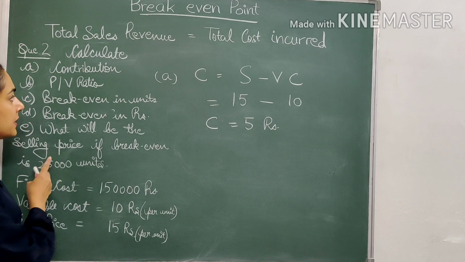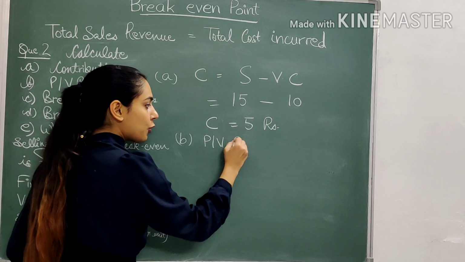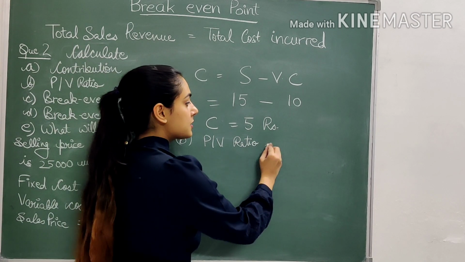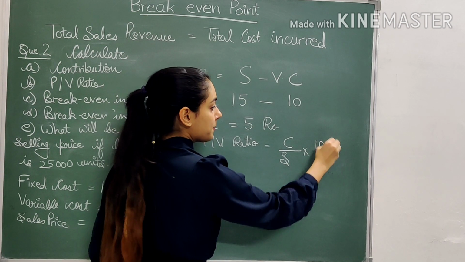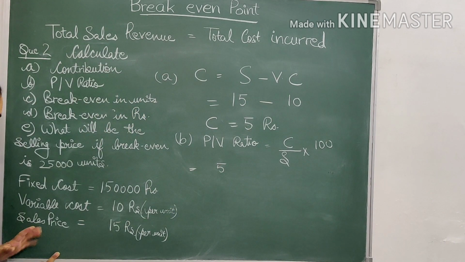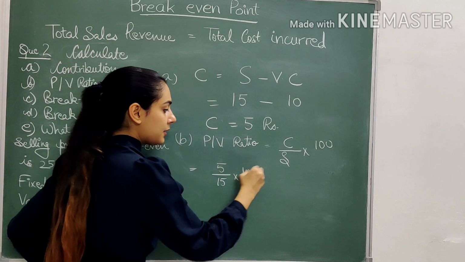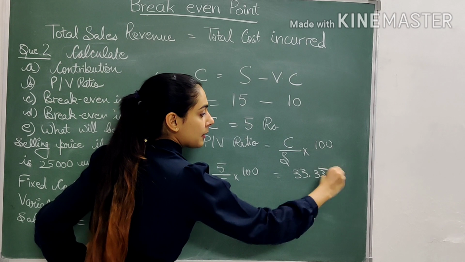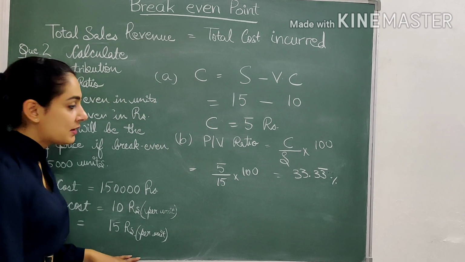So in part B, we have to calculate the PV ratio, that is the profit and volume ratio. The formula for the profit and volume ratio is contribution upon sales into 100. So contribution is rupees 5. Sales value is given to us as rupees 15 into 100. This comes out to be 33.33%. So our profit and volume ratio is 33.33.